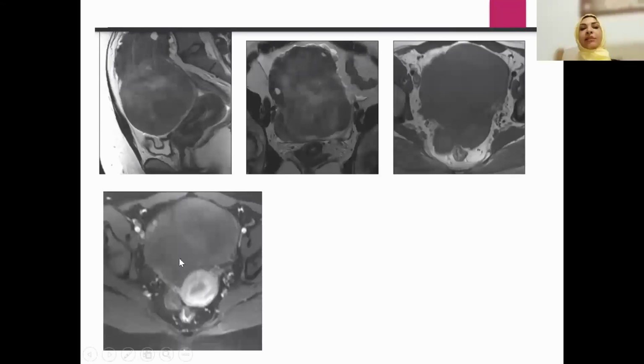But looking at the signal intensity and the pattern of enhancement, this is a contrast study, the tumor or the mass is following exactly the adjacent muscle enhancement.